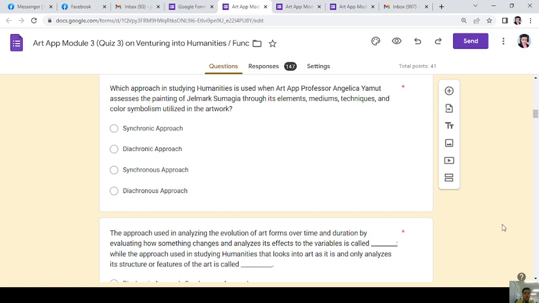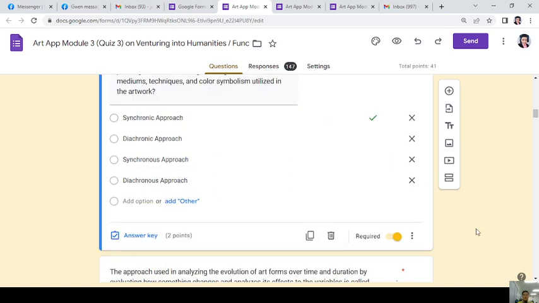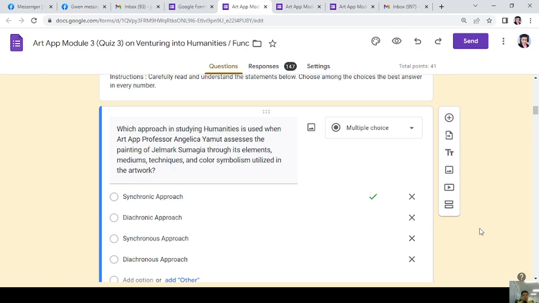Which approach in studying humanities is used when an art appreciation professor, Angelica Yamot, assesses the painting of Gelmark Somagia through its elements, mediums, techniques, and color symbolisms utilized in the artwork? Again, it's more on the features of a particular artwork. So what is it? Synchronic, diachronic, synchronous, or diachronous? Perfect. That is the synchronic approach. Feature of a particular artwork, that is the synchronic approach.